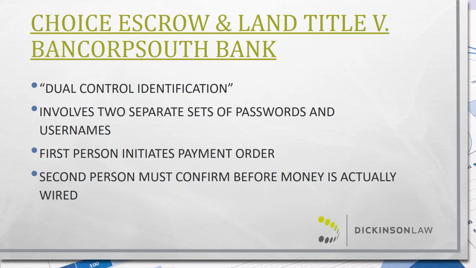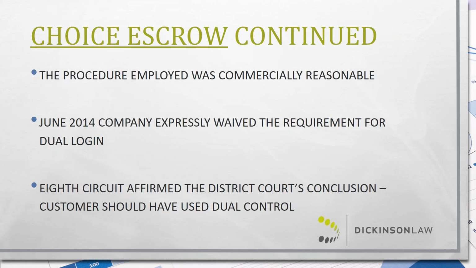Choice Escrow is a case that demonstrates that it is possible for deposit account holders who have been offered a commercially reasonable security procedure to decline to use it. And in the event that there's a compromise, the bank can still successfully shift liability to that customer. In Choice Escrow, a dual control identification was offered to the customer, essentially requiring two people to log in to verify transfers before they would go out. The court ruled that that was in fact a commercially reasonable security procedure and that the company had waived it. So when they experienced a $400,000 loss at that real estate escrow company, it was not the bank's responsibility, because it had offered a security procedure to the customer and the customer declined it.